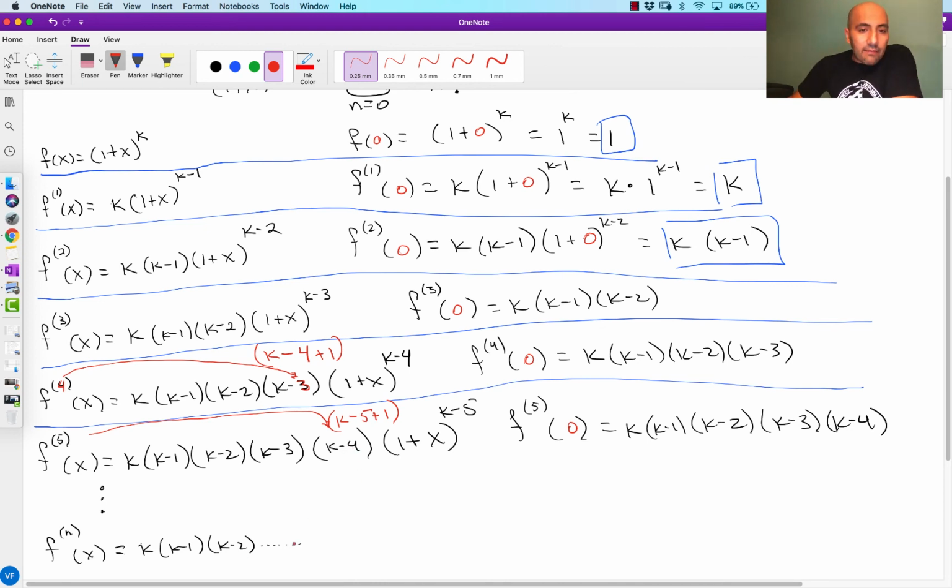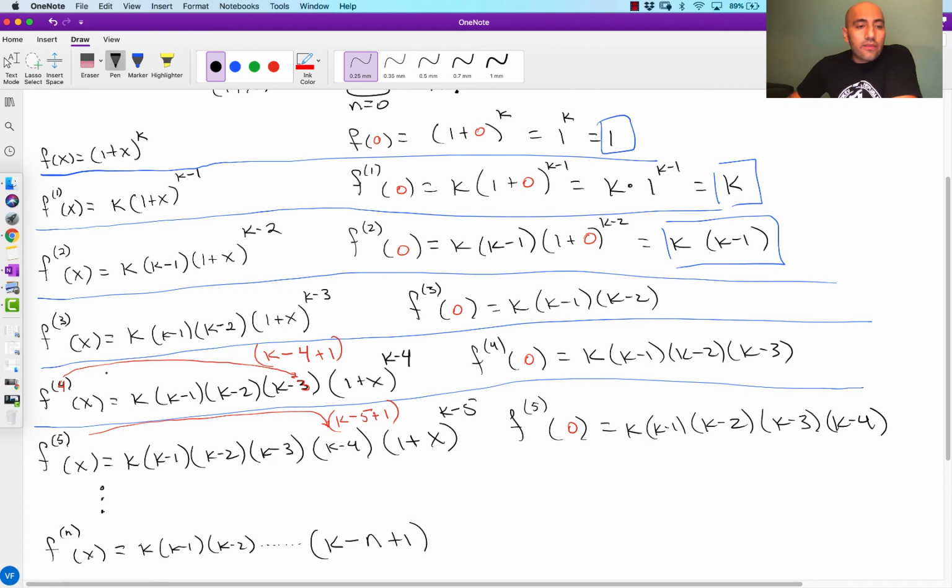So now that I have that pattern going, then I know that this guy is going to continue, dot, dot, dot. And where does it stop? It's going to stop at k minus n plus 1. That way I involved this guy, the nth derivative. It's going to be k minus n plus 1.